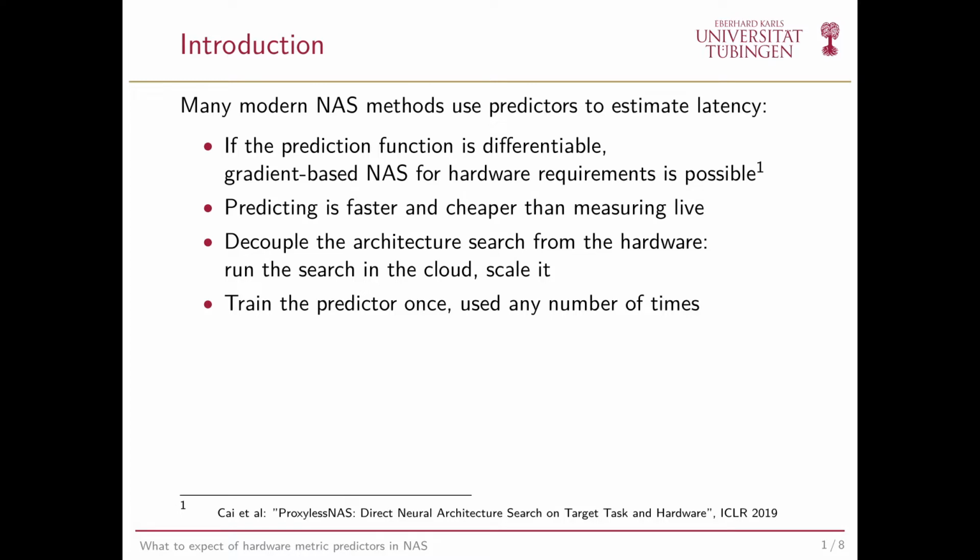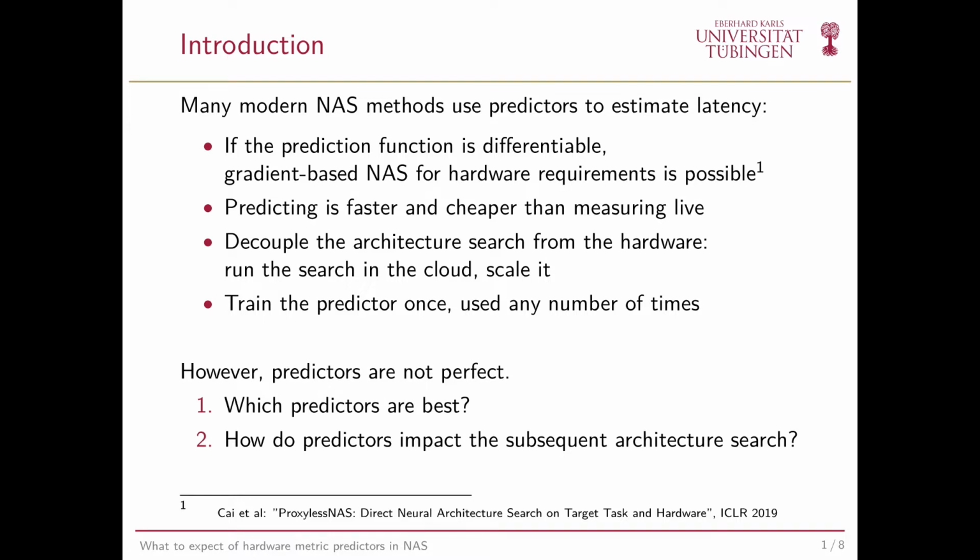That means we can run the search, for example, in the cloud and scale it quite a lot without needing any more hardware. And also, if we have a predictor trained just once, then we can use it any number of times in parallel or subsequently, and don't have to measure live all over again. However, predictors are not perfect, and we'll see that in the following slides, where we show first off which predictors are best, and secondly, if we have predictors, how does it affect architecture search?